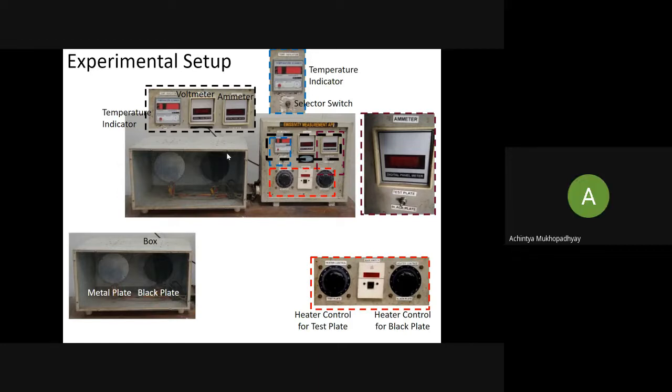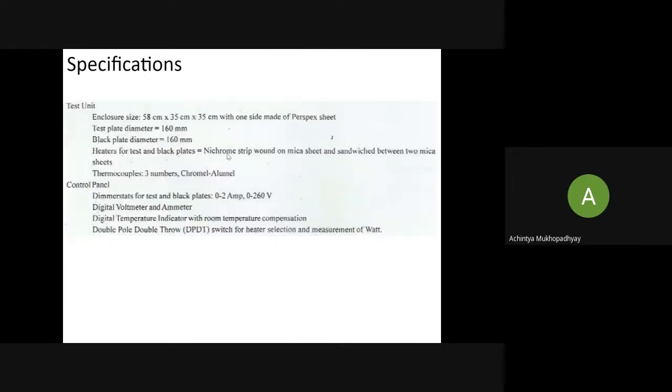Okay, sir. So next slide. These are basically the specifications. This is the enclosure size. The enclosure is 58 centimeter, that is 580 millimeters long, 350 millimeter wide, and 350 millimeter high, and the test plate and black plate both have a diameter of 160 millimeter.